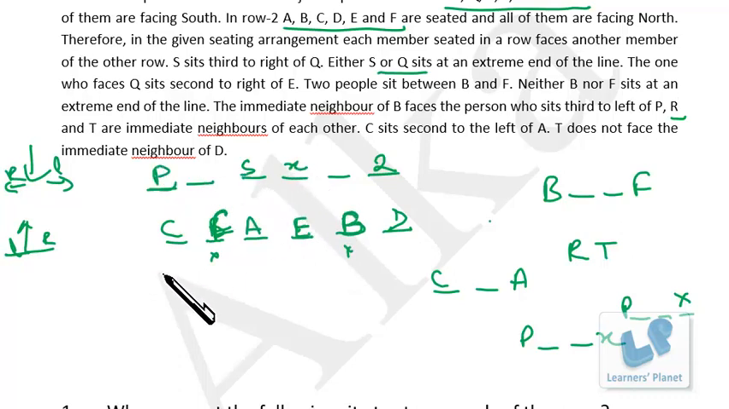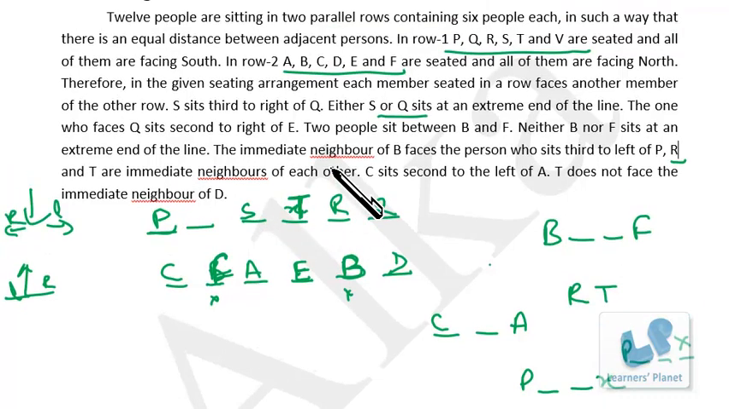Okay. Now we have to arrange R and T, and it is given that T is not facing the immediate neighbor of D. So T cannot be over here. So we can have R over here and T over here because they are sitting together. So P, Q, R, S, T and V. So this is V. So now the entire arrangement has been done. Okay.